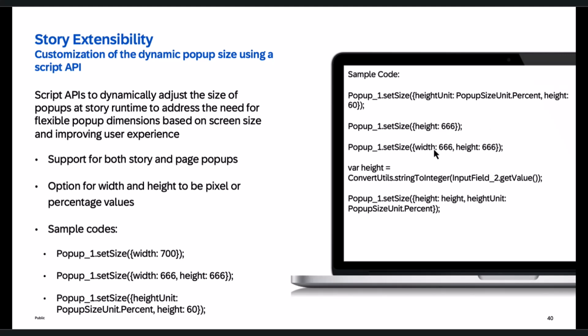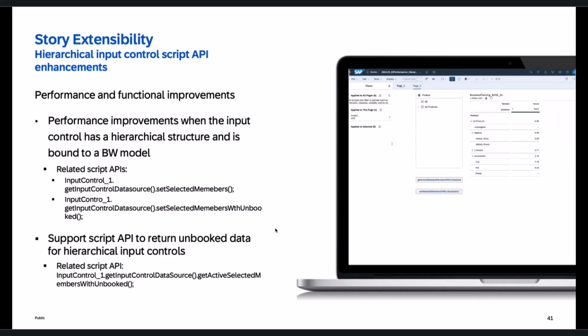the pixel width and height set to different pixel values, or you can also set the width and height to different percentage values. And with that, you can, for example, based on the data or the table size in your pop-up, dynamically adjust the size of the pop-up during the story runtime to have a better user experience.